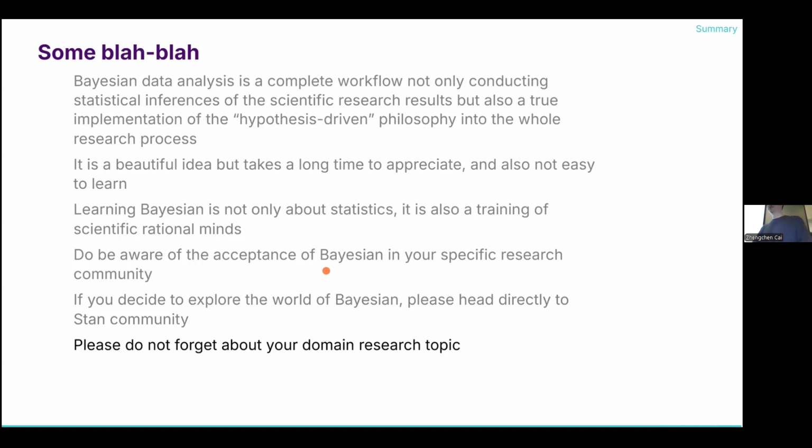Again, we are not statisticians, so we don't care about the war of statistics, who wins, frequentist versus Bayesian. So if you find one fits your questions better, just use it. Don't use Bayesian for the sake of using it, right?